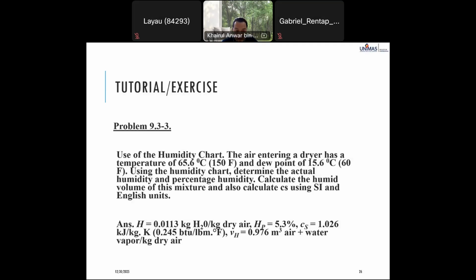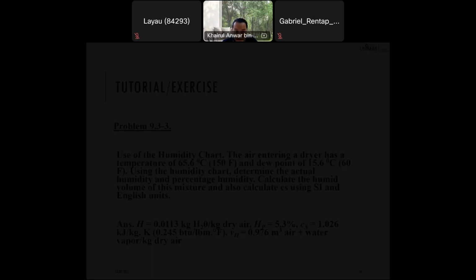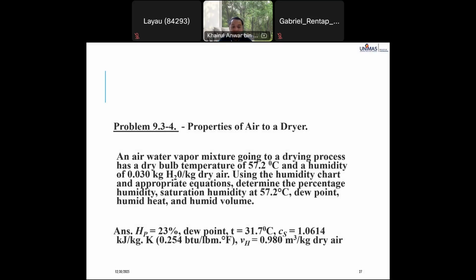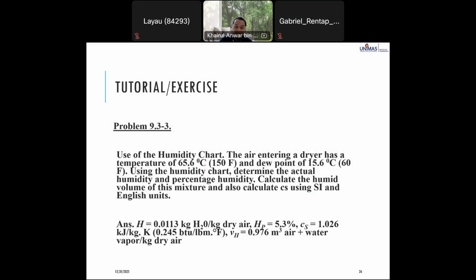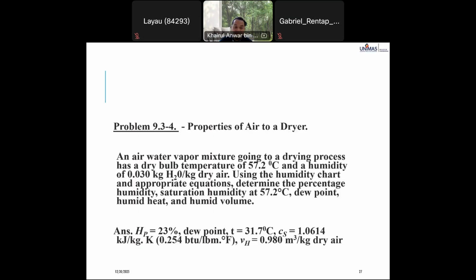Exercise. Later you do this exercise. Problem 9.3-3, 9.3-4. This problem is using humidity chart to do it.